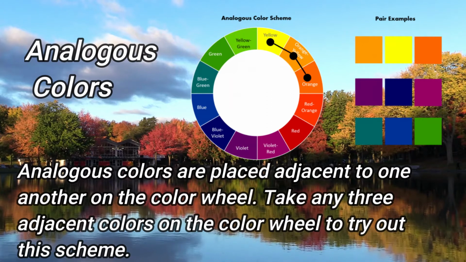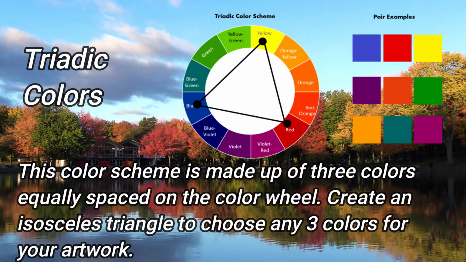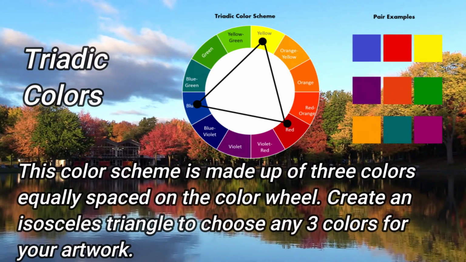Take any three adjacent colors on the color wheel to try out this scheme. This color scheme is made up of three colors equally spaced on the color wheel. Create an isosceles triangle to choose any three colors for your artwork.